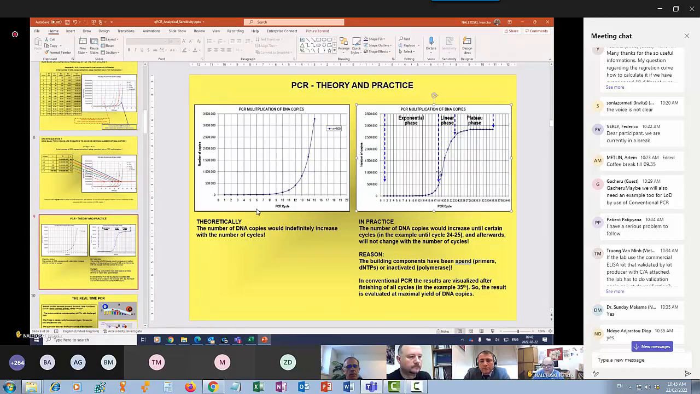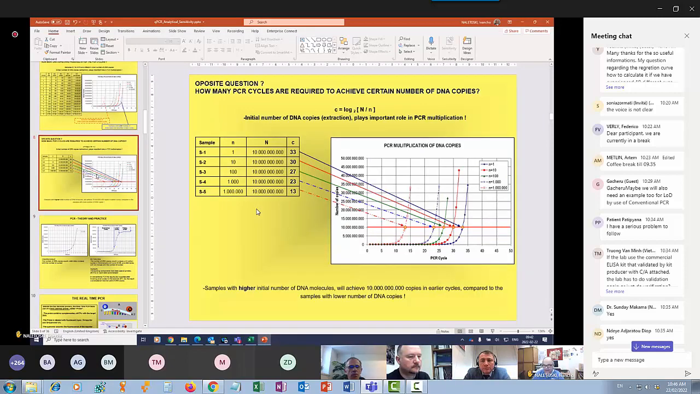In practice, we have this linear part here and we have the so-called plateau phase, which appears because all the DNA copies are spent, all the source materials of the master mix are spent, all the probes are spent, so we do not have a substrate to amplify anymore. So therefore, the value of the slope is valid only for the linear part of the amplification curve, not on the plateau phase. That's also very, very important for quantification.